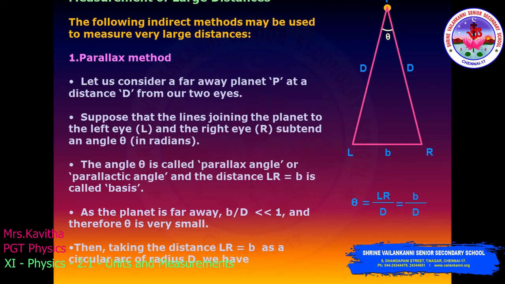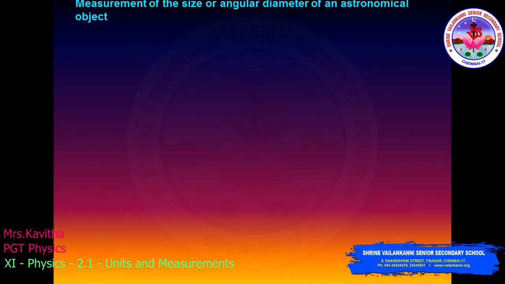As the planet is far away, b by d is less than 1, and therefore theta is very small. So theta is equal to what we said? Arc by radius. So arc by radius is nothing but b by d. Understand, children? Yes. Here d is equal to b by theta. With some more examples you can understand more.